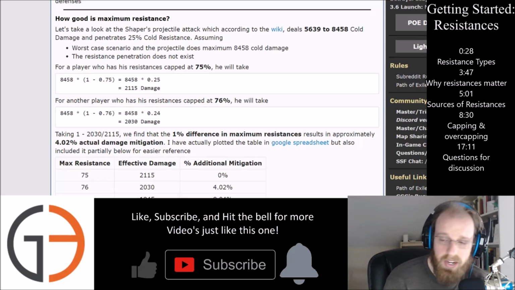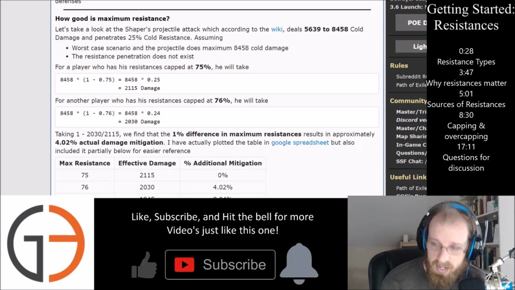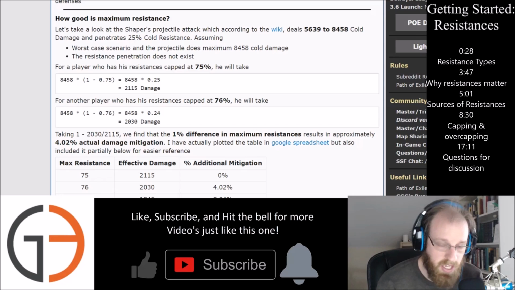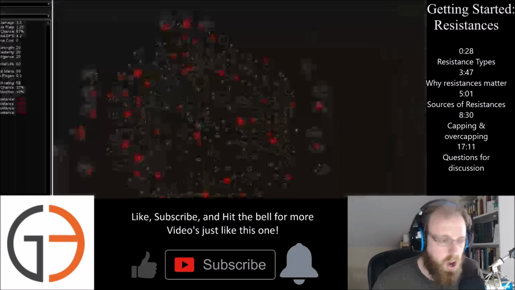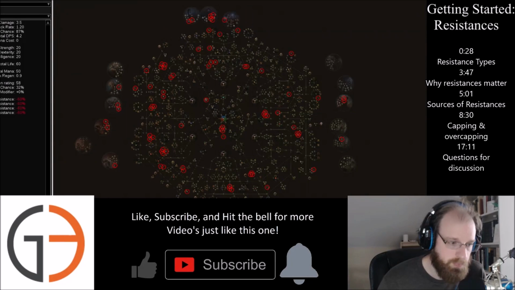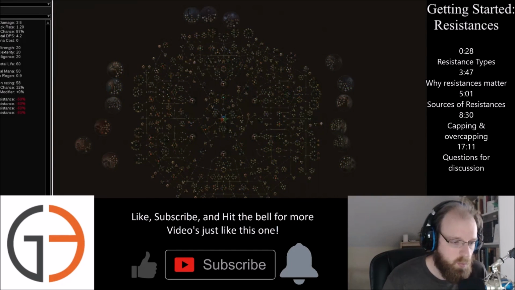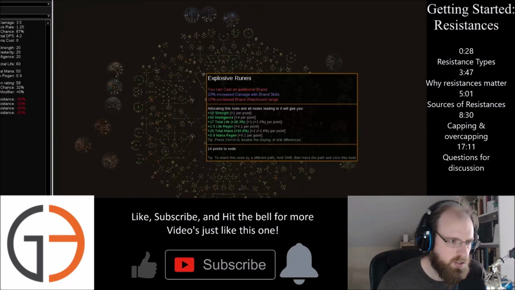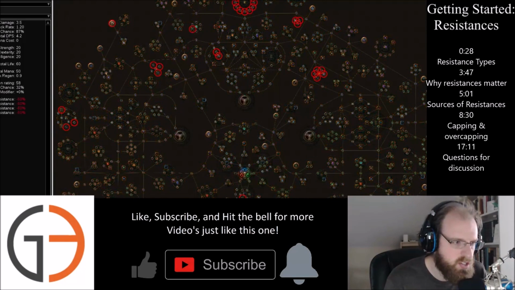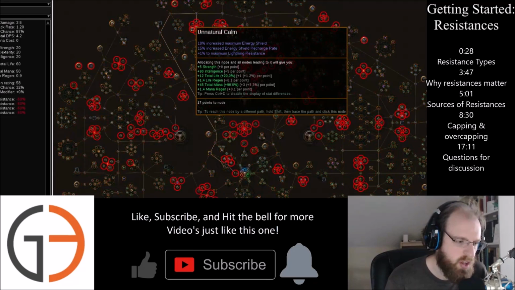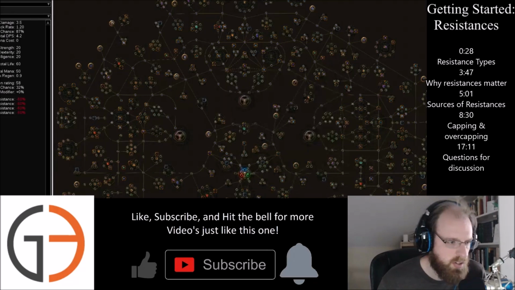However, there is a way to go over this, and there are several different mechanisms to go over this. Like I said, flasks are one way that they've gotten nerfed out of the game, but there are several different passives on the passive tree that interact with maximum resistance. I believe there's one up here for lightning resistance. Yeah, I believe Unnatural Calm gives you +1 to maximum lightning resistance. There's another one, I believe, for fire.